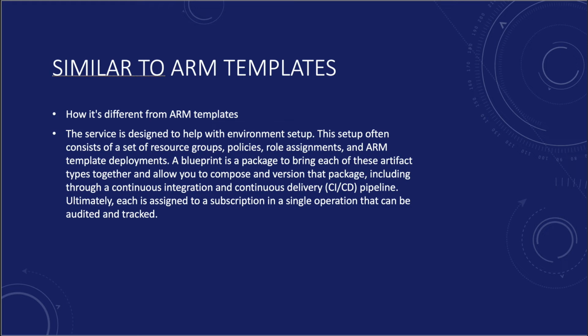So you can kind of break it into the two chunks, right? Blueprint more for your policy and your objects, like resources, policies, roles, all of your administrative side, where your Azure Resource Management template, your ARM template, is more about what database, what server, what memcache, what database object store do I need? What kind of everything else do I need? So they actually really go together. So your blueprint brings each of these artifact types together and allows you to compose and version that package.